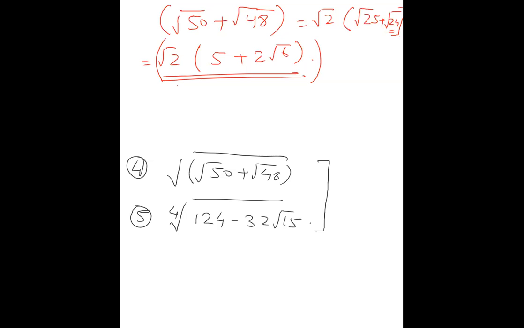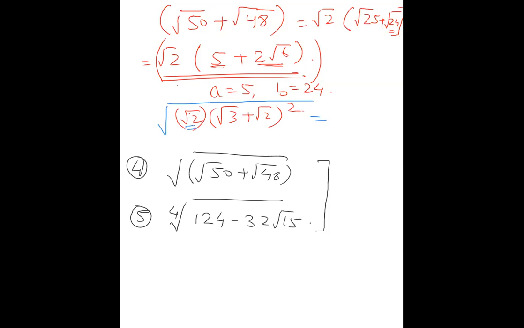Done, everyone? So in this case, A is 5 and B is under root 24. So A is equal to 5, B is equal to 24. Applying the formula, you'll get root 3 plus root 2, the whole square, and root 2 whole. And what we required is the under root of this. So this is 2 to the power 1 by 2, again under root of 2 to the power 1 by 4. And this is root 3 plus root 2. Good one.